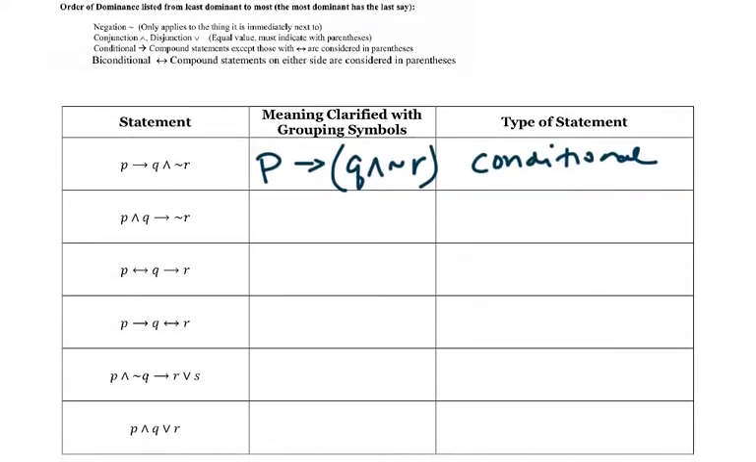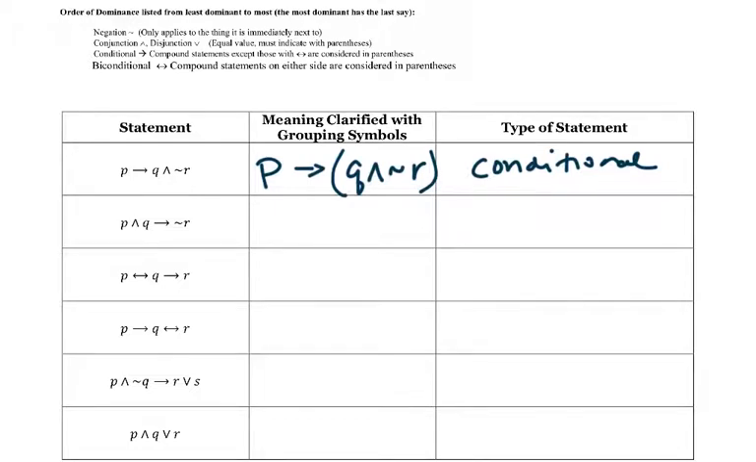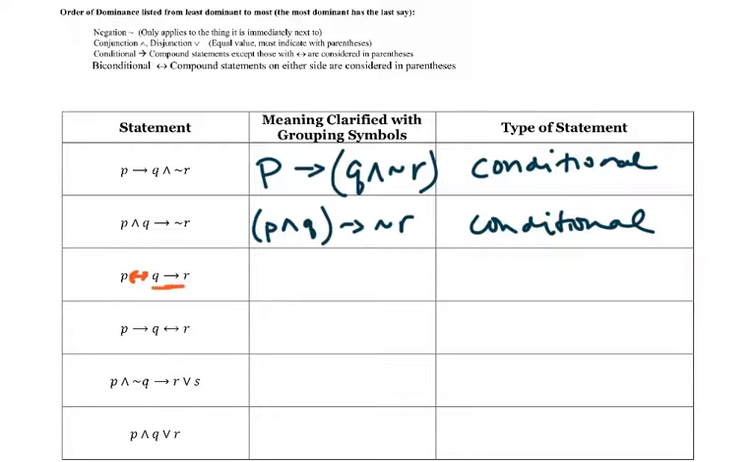The next one, we have P and Q, then not R. Again, this would be a conditional statement. We would want to put parentheses around P and Q. If P and Q, then not R. That's conditional. Okay. This one, P, if and only if Q, then R. The most dominant part of this one is this biconditional right here. So that would mean we would need to put this in parentheses. So we write that as P, if and only if Q, then R. And that would be a biconditional.